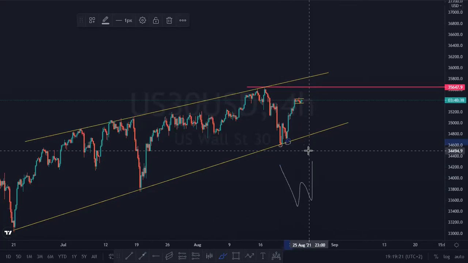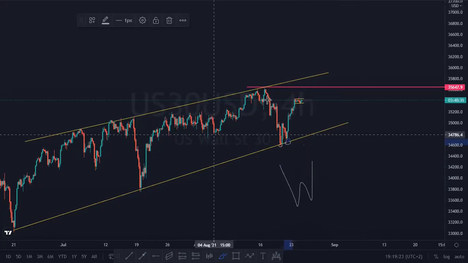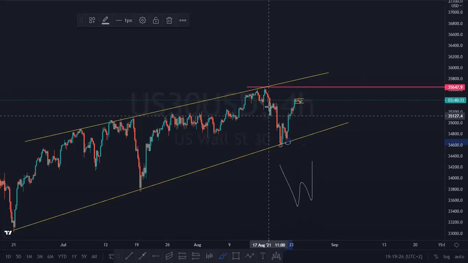And I'm going to show you some other reversal patterns that are taking place here in this market. Because even here, guys, I remember I got this one.